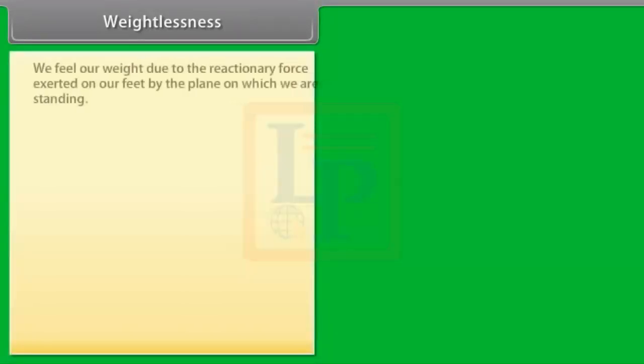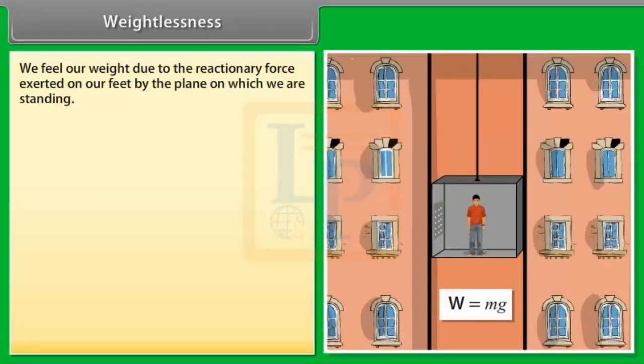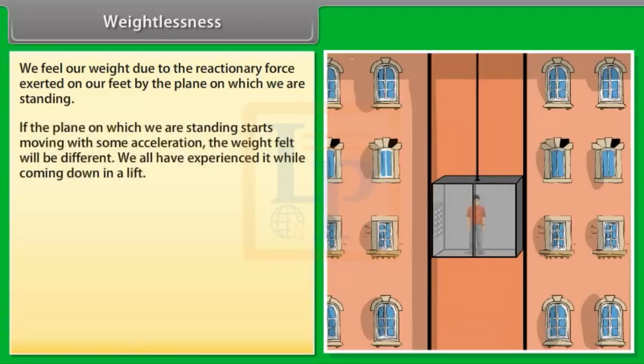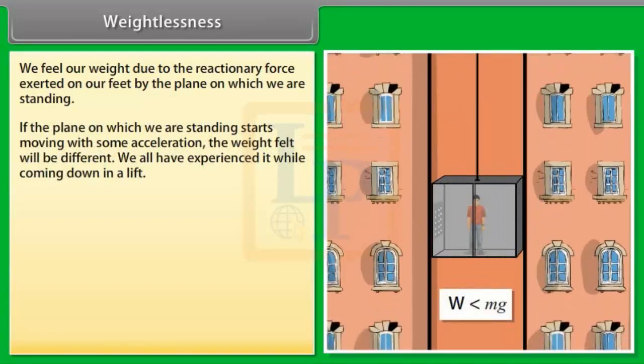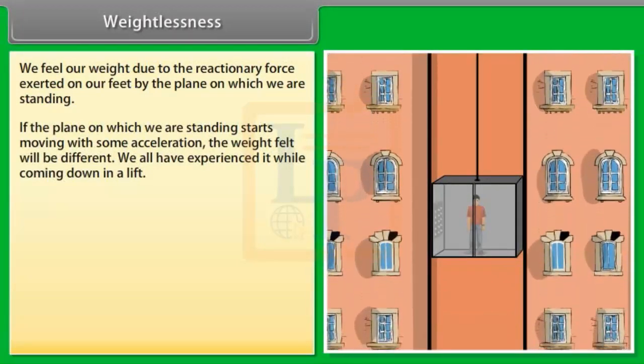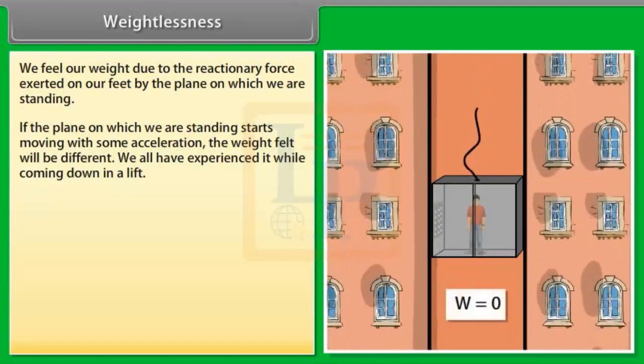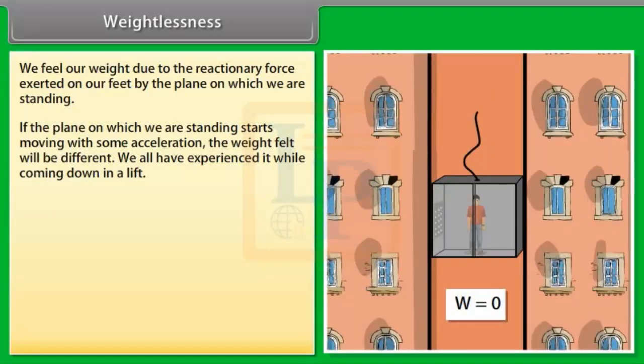Weightlessness. We feel our weight due to the reactionary force exerted on our feet by the plane on which we are standing. If the plane on which we are standing starts moving with some acceleration, the weight felt will be different. We all have experienced it while coming down in a lift.